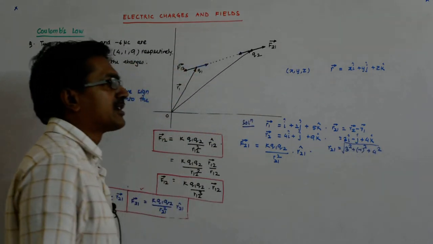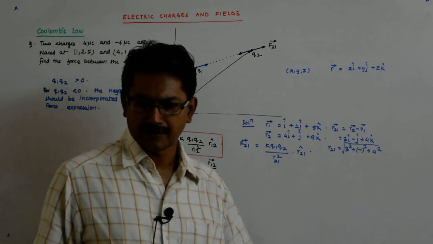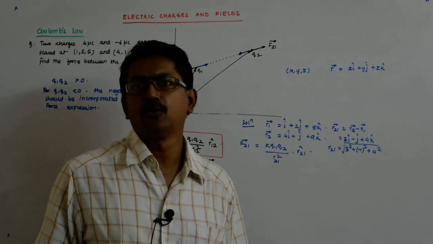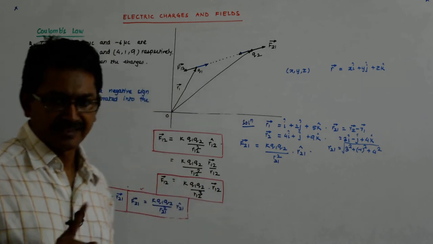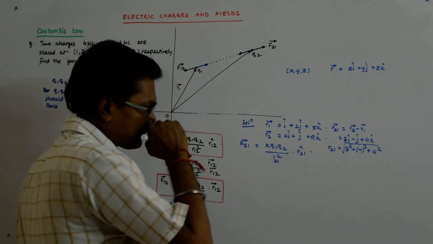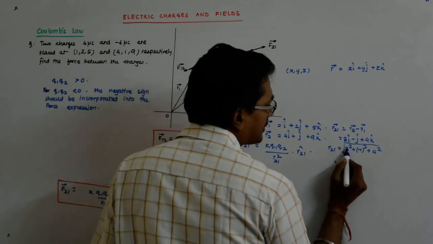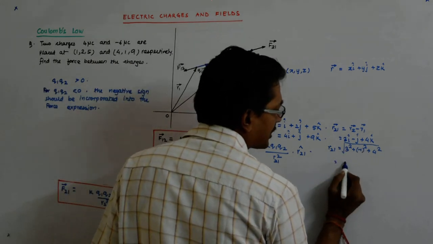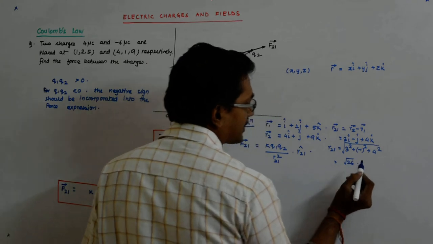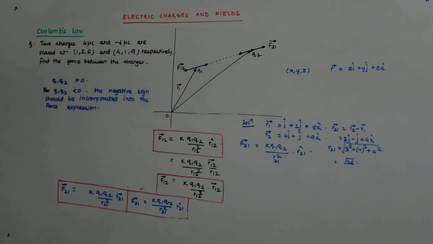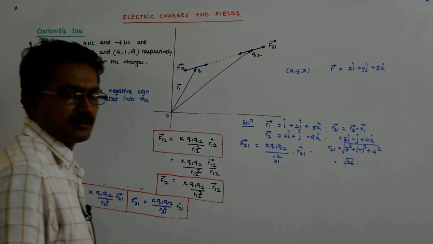You should be watching the 12th vector video before coming to this. Many of the things are related with that. Okay? So R21 is that, which is 9 plus 1, 10 plus 16, root over 26. Get that? This is root 26.